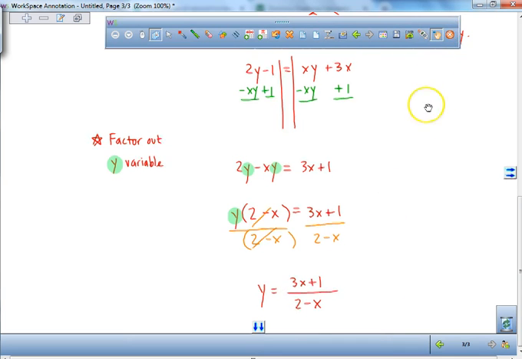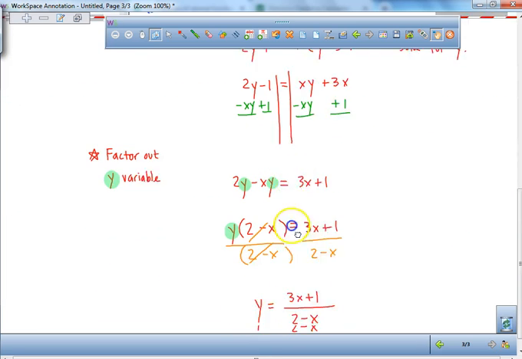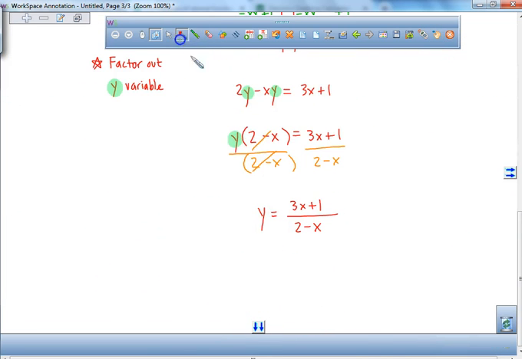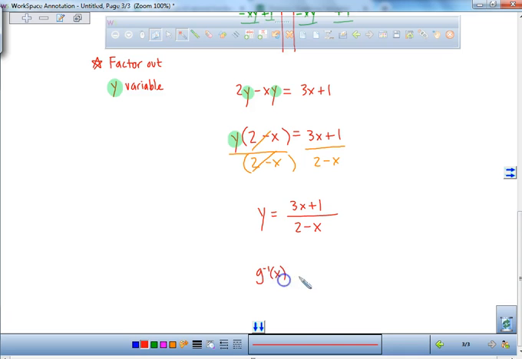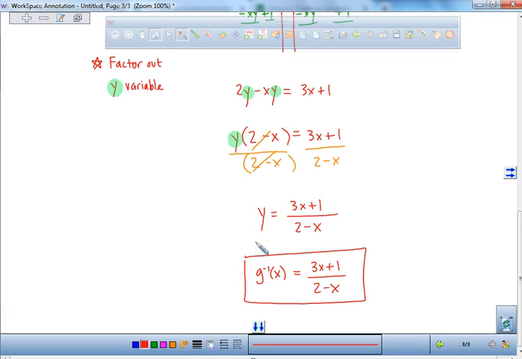So if I started out with the function, and my function was what? G of x? Okay, so it was g of x. So technically, if I wanted to write it as its inverse, I'd do g to the power of negative 1. That's called the inverse of g of x. It would be 3x plus 1 over 2 minus x. All right. Understand, those are the steps that you're going to need to do in order to find the inverse of a rational equation or a rational function.